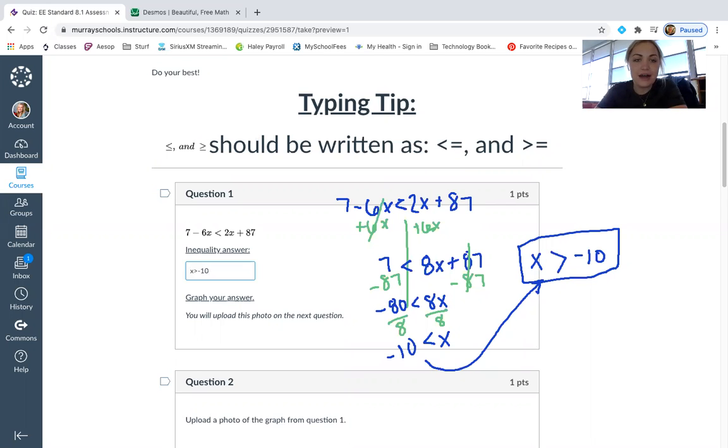Now, when I go to graph that, it looks something like this. Let me get my graph over here. And this would be what I would type in for number, or what I would take a picture of and upload for question number 2. I would have negative 10. Lower than that would be negative 11, and higher than that would be negative 9. Then I would put an open circle at negative 10 because that does not have an equal to underneath it. And then it says x is greater than negative 10. I would need to shade above the negative 10, which means to the right toward that negative 9. This would be your solution for question number 2.